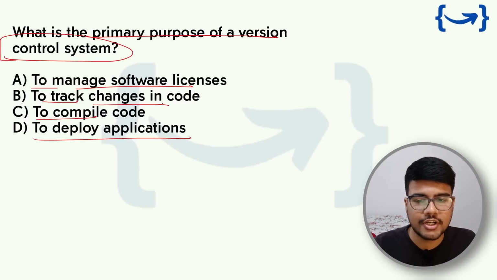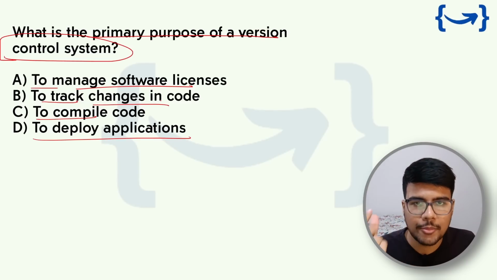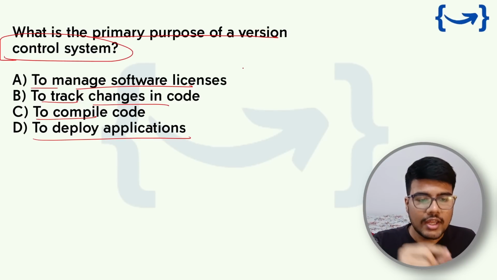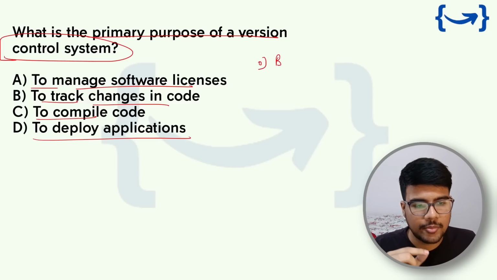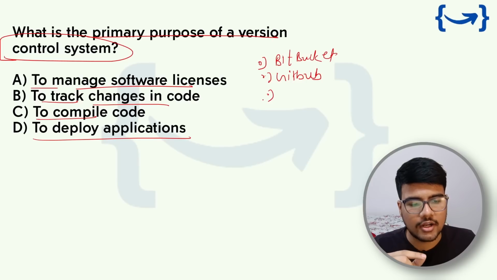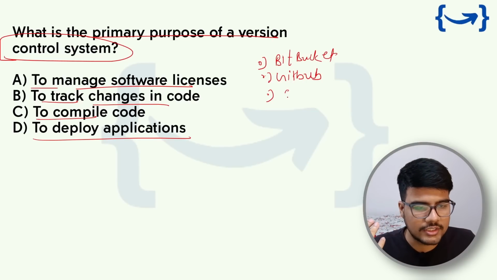Now, I saw this version control system and software came to my mind. Let me know if there are options like Bitbucket. So Bitbucket, another option would be GitHub, and another option would be GCP.